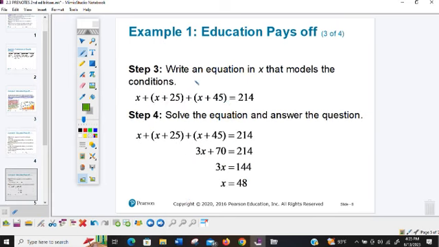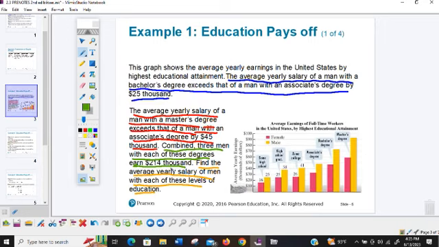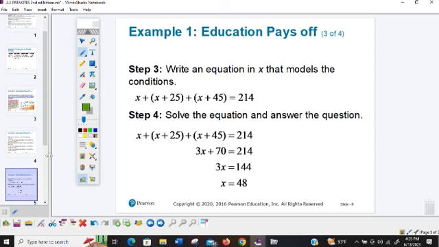Next, we're going to step 3. We want to write an equation using that hint they gave us that we can solve. Okay, now that hint was what we have here in green. Combined, you're adding them all up. They earn $214,000. So X, the associate degree, plus X plus 25, the bachelor's degree, plus X plus 45, that's the master's degree, equals 214. So now we have an equation we can solve.